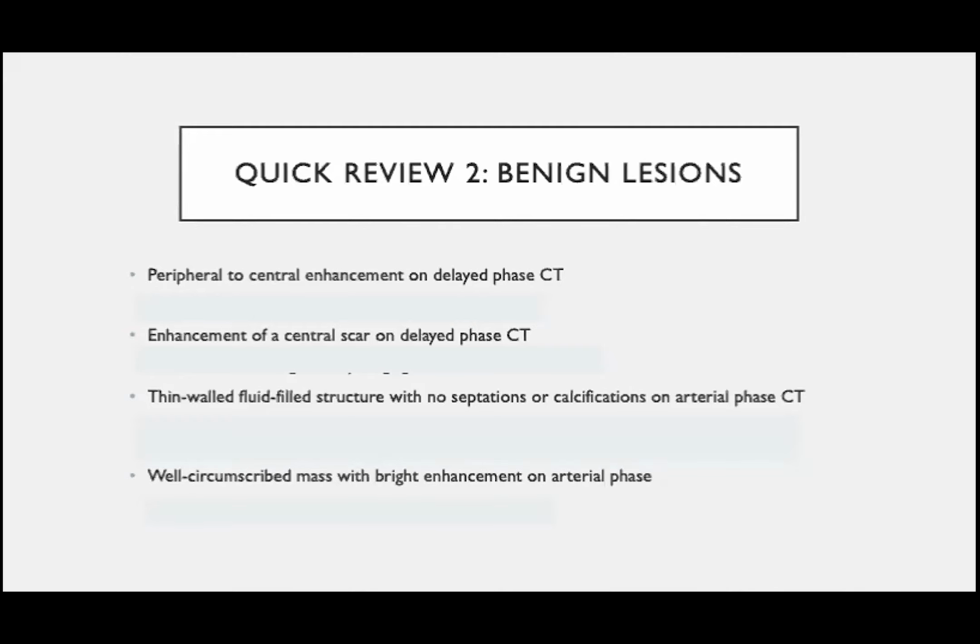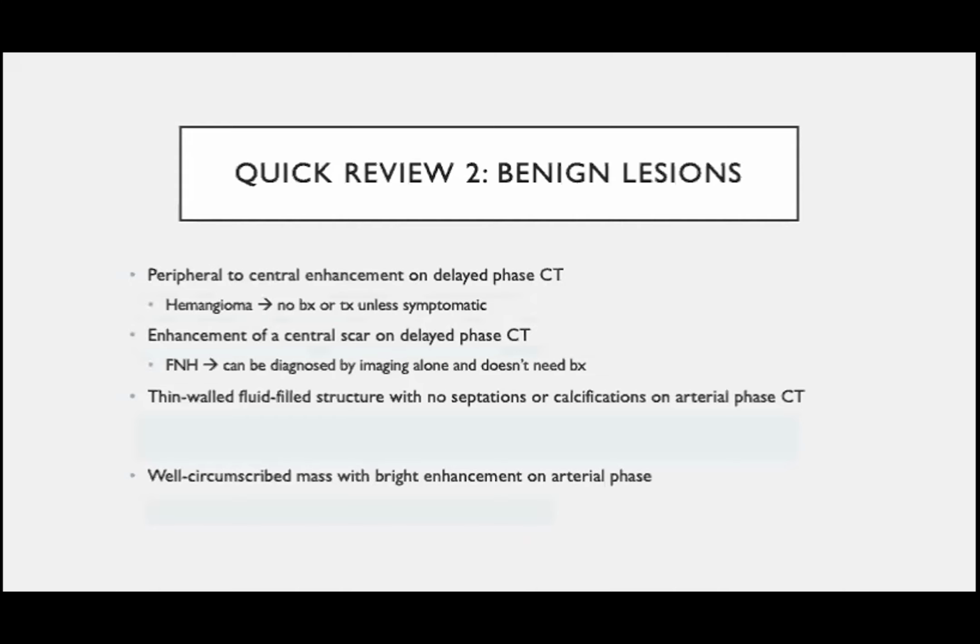Peripheral to central enhancement, hemangioma. Yes, so no biopsy or treatment unless symptomatic. Enhancement of a central scar and delayed fade, CT. Focal nodular hyperplasia. Yes, it can be diagnosed by imaging alone. It does not need biopsy.